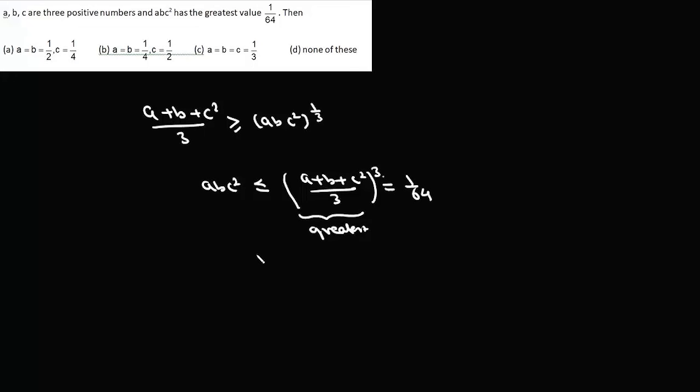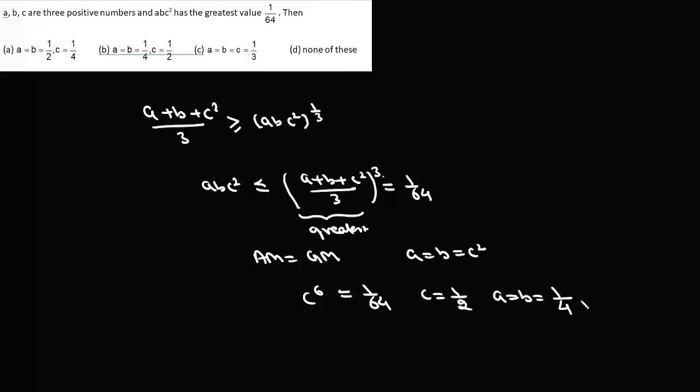Now if this is the greatest value, we'll have this condition that AM must be equal to GM, and AM is equal to GM if all the numbers are equal. That means A equals B equals C square. So what we'll do is we'll put A as C square and B as C square. So we'll get C to the power 6 equal to 1 by 64. So the value of C is 1 by 2 and the value of A and B, they are 1 by 4 each. And that means this option B is correct.